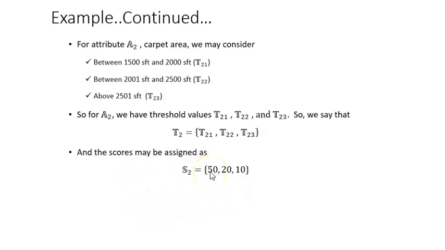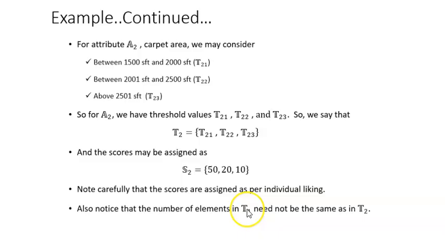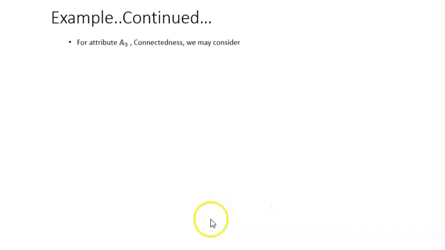Again, these scores are kind of arbitrary and they depend on the person who is making that choice. I may say this is 50, somebody may say it is 10, or somebody may say this is 100 and so on. But we do that according to a meaningful criterion. Carefully note that the number of elements in T1 need not be the same as the number of elements in T2. Having seen the second attribute, we'll go to the third one.